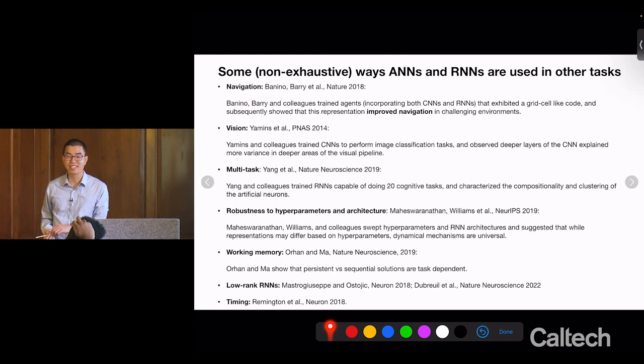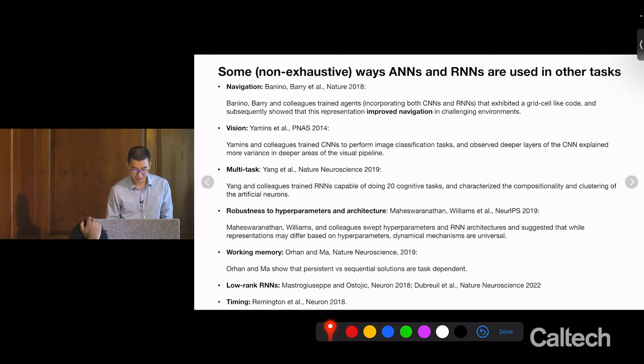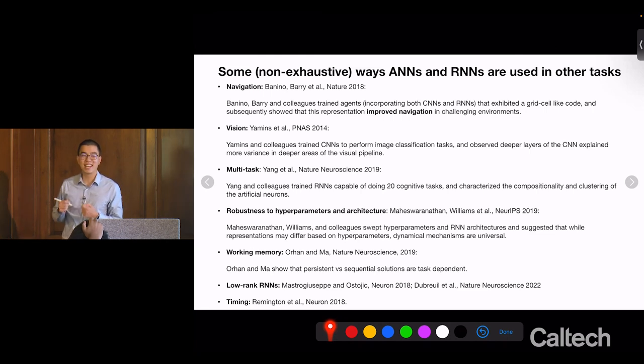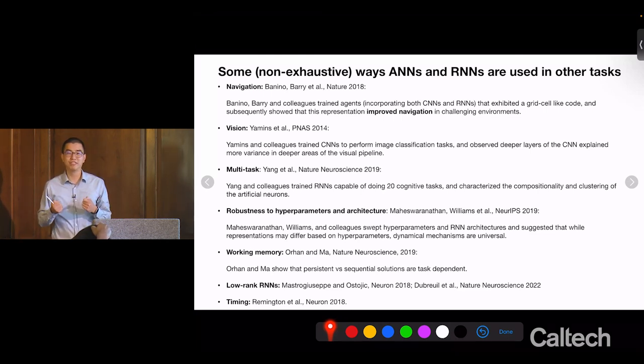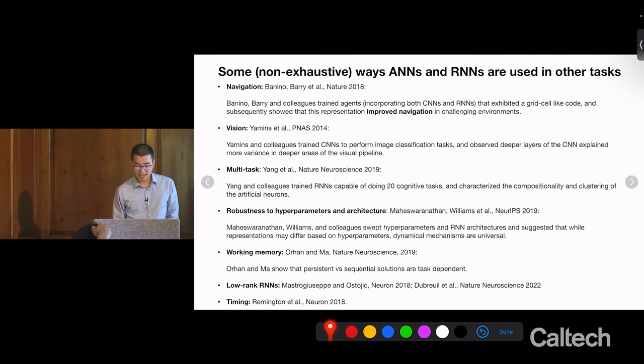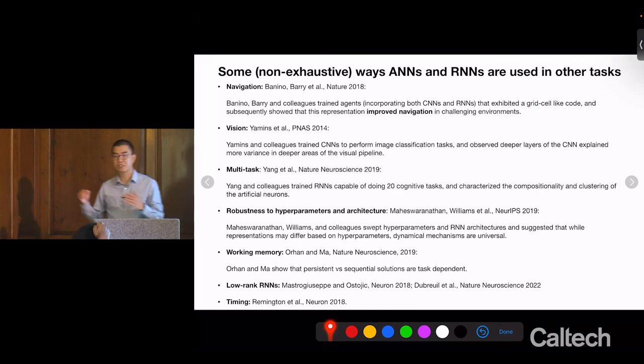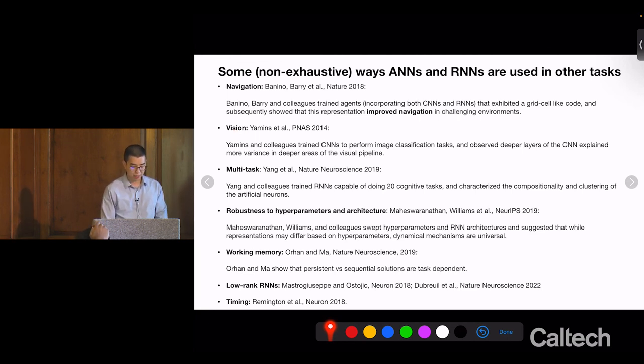So they trained agents to do path integration. And what they found is that there's a way to train agents so that the artificial neural networks in their recurrent component, their artificial neurons, had grid cell-like encodings. So they had grid cell-like codes. And one thing I really liked about the study is that they then showed that this grid cell-like code actually improves performance in navigation tasks. So they trained AI agents to navigate more challenging environments. And when those AI agents employed a grid cell-like code, just like the hippocampus, then they were able to do the task better, right? And so there are many other ways RNNs and ANNs are applied to vision, to working memory, to timing tasks, et cetera. So it's had widespread application, all right?